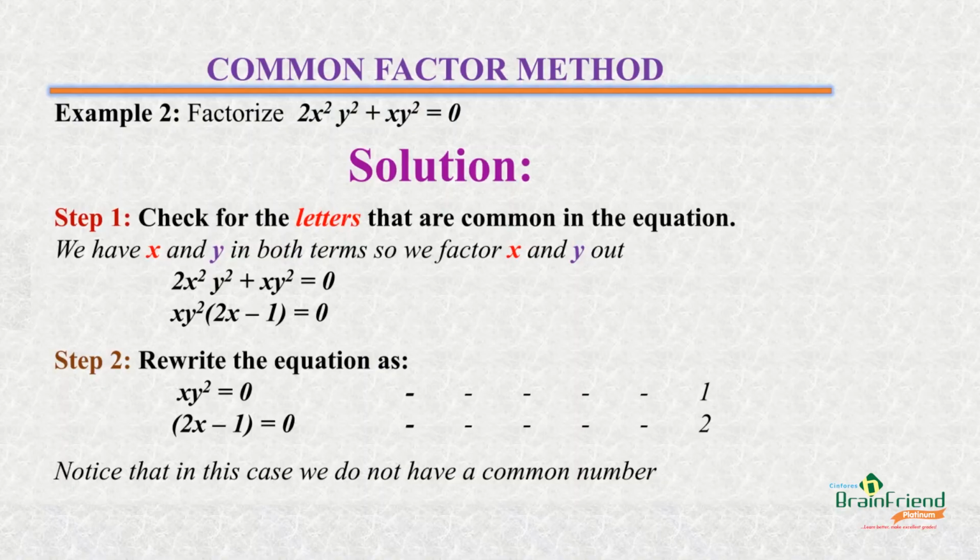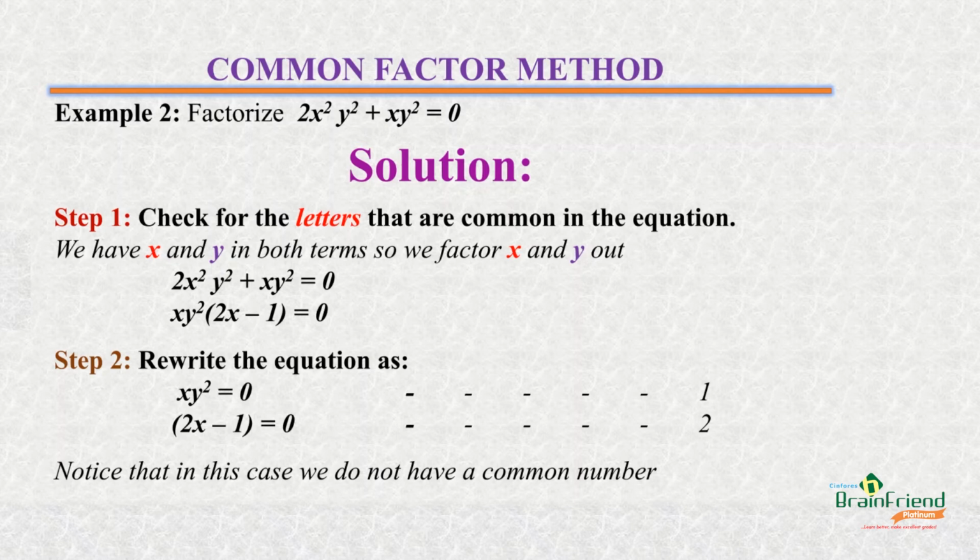Having solved the first example, I believe we can now comfortably try another one. Am I correct? Okay, let's try example 2 and see how far we understand this method now. In example 2, we're asked to factorize 2x squared times y squared plus x times y squared, and that's equal to 0. Step 1, let's check for a common letter in all the terms.